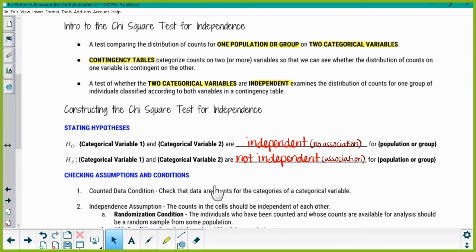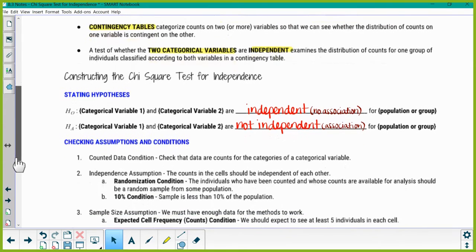We're always going to say independent, not independent. And of course, you always have the option of saying no association and association. I'm going to use both options on either question today for our examples. Either one works. The only big mistake we often see is students will sometimes say dependent in the alternative, not something that you want to do.